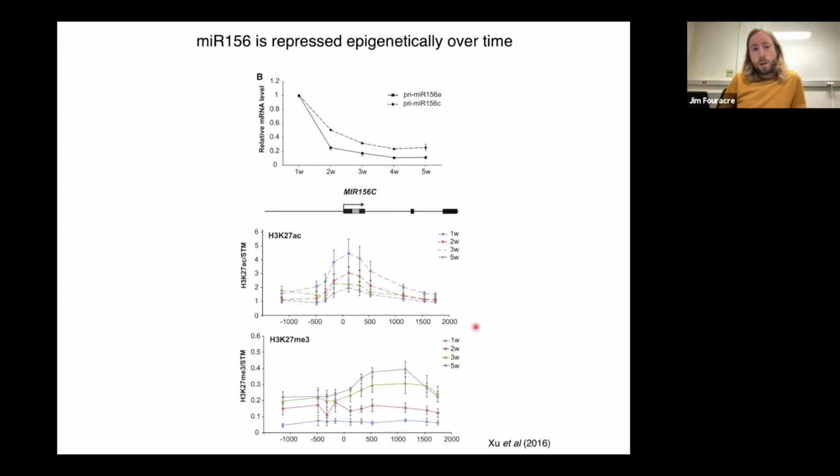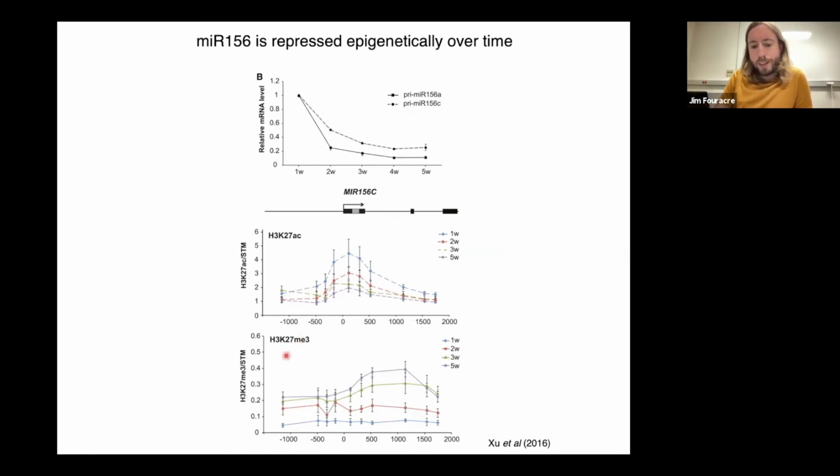Recently, work in the Poethig lab and others has shown that epigenetic silencing of 156 is really crucial to its expression pattern. If we look at the balance between an active and a repressive histone mark, this active histone mark, H3K27 acetylation, decreases over time. This is at the 156C locus from 1 to 2 to 3 to 5 weeks. So as 156 expression decreases, it's associated with less of this active histone mark.